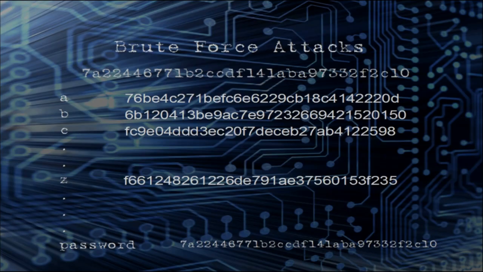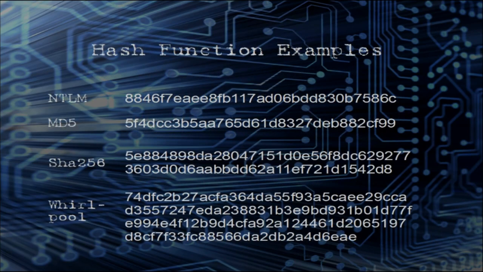There are many different types of hash functions. It's important to know which hash function we're using so we can use the same one in our brute force attack. Here are some example outputs of other hash functions. Windows 7 uses NTLM, and you can get further information on that hash and its predecessor LM online.